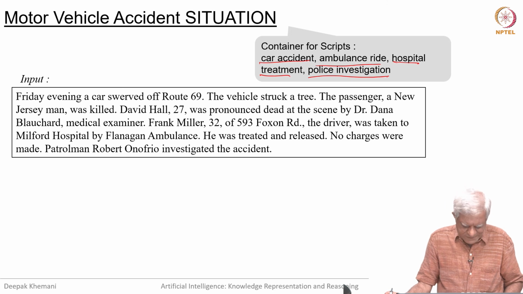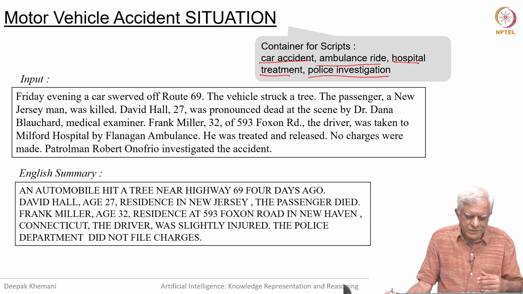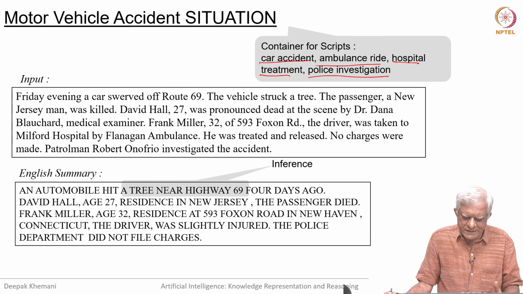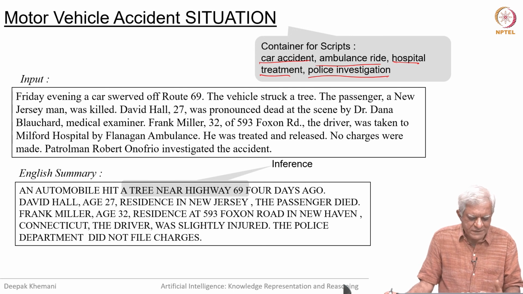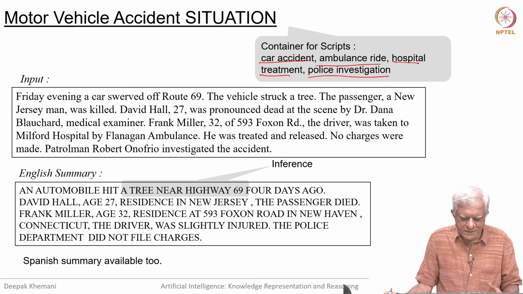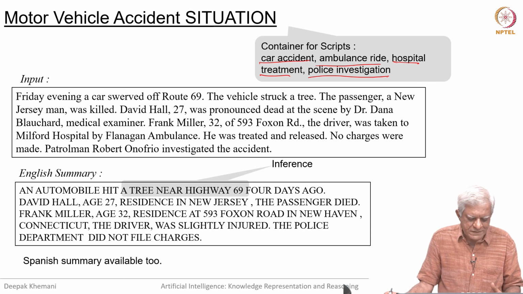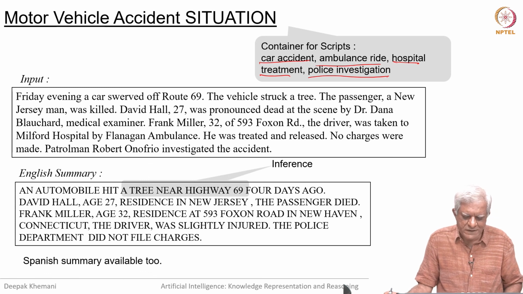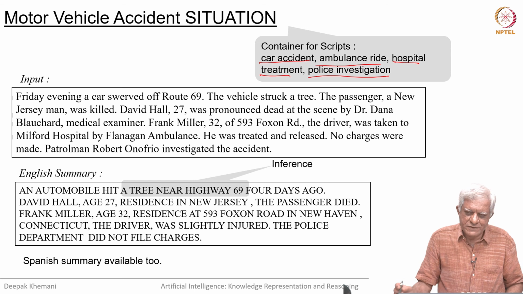So, like in Margie, Sam can also paraphrase the story for you, and this is a story that is generated by Sam. An automobile hit a tree near Highway 69 4 days ago. David Hall, age 27, resident in New Jersey, the passenger, died. Frank Miller, age 32, residence at so and so in New Haven, Connecticut, the driver, was slightly injured and the police department did not file charges. There is a Spanish summary available also, but I have not included it here. Maybe later I will show you one.